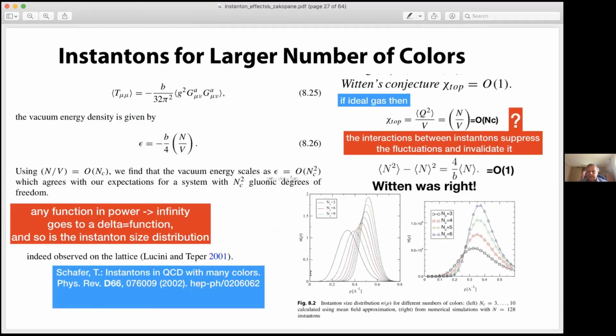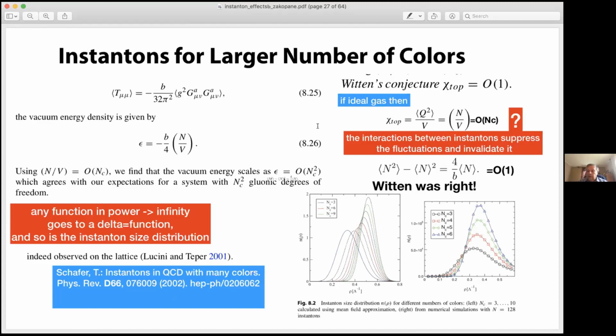Now here is the distribution of instanton sizes. So this is three colors, and then 4, 5, 6, 7. What you see here is that instantons of small size are suppressed as N increases. This is what Witten pointed out, that at large N_c, this whole thing should disappear. However, if you have something which is not small to the infinite power, but one to the infinite power, it is still one. So what happened with the instanton size distribution is that it becomes a delta function at some particular scale. That's one thing. This comes from this paper of Thomas Schaefer.